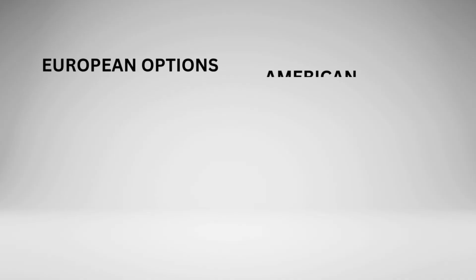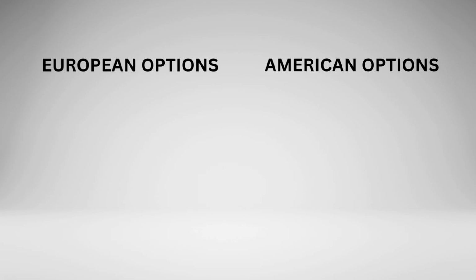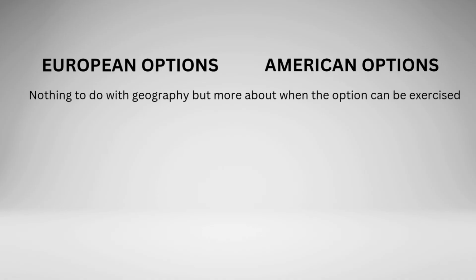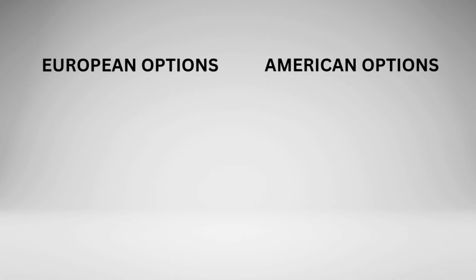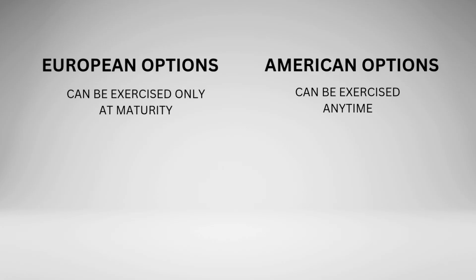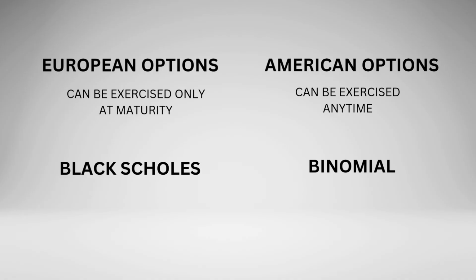There are actually two kinds of options, European options and American options. And this is not a reference to where they're issued, but when they can be exercised. European options can only be exercised at maturity, while American options can be exercised anytime. So it has nothing to do with where they are issued, that's just the convention. Now, the Black Scholes option pricing model is used only for European options. American options are priced differently via binomial models.